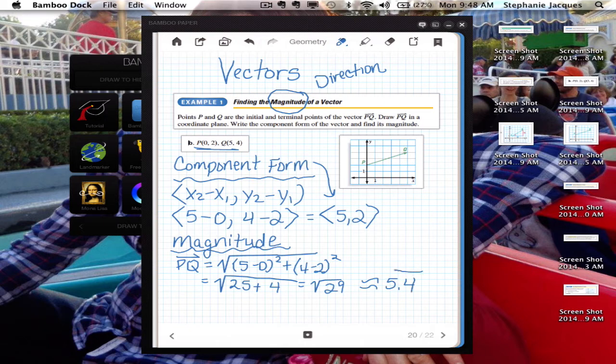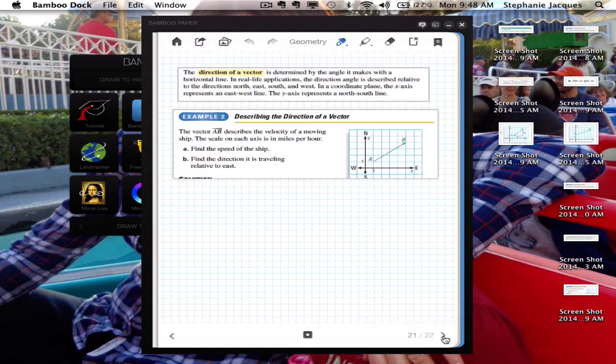So when we do the magnitude, yes, you do need to find the approximate value. So here's my component form, and here's my magnitude. So remember, magnitude, you use the distance formula. Component form, you're just subtracting your x and y values. Let's look at a different example.